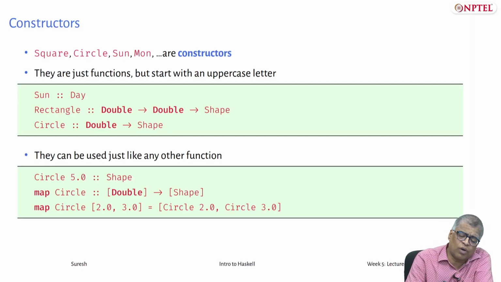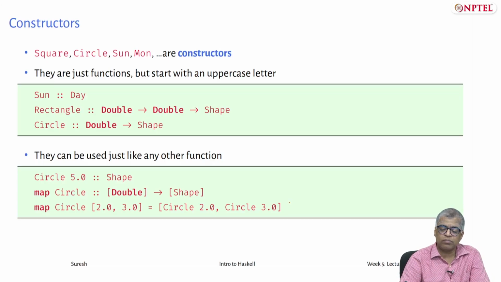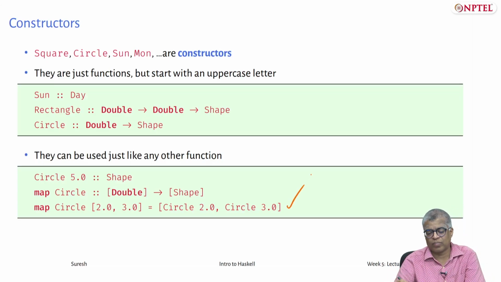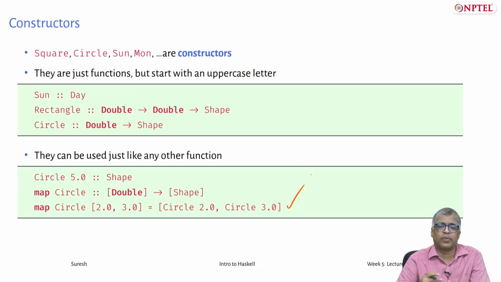I can apply Circle on 5.0 and I will get a Shape. I can do map Circle. I can have a list of Double and I can do map Circle and I will get a list of Shapes, okay? Like here. Okay. So, right, so this is about it.